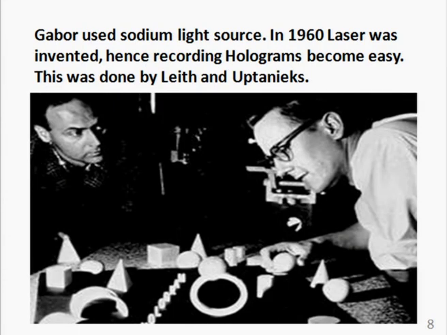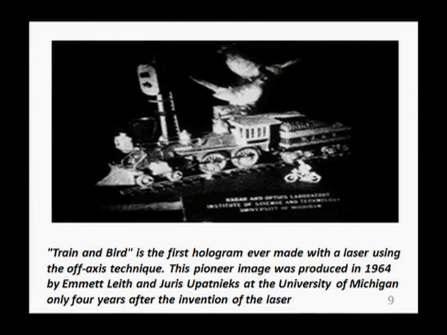As soon as the laser was invented in 1960, two scientists, Leith and Upatnieks, did several experiments and produced a better recording on a hologram. This is the first laser recording done in a hologram. It shows a small train and a bird on the train. This is the first laser recording done by the scientists Leith and Upatnieks in 1964. What they did I am showing in this diagram.